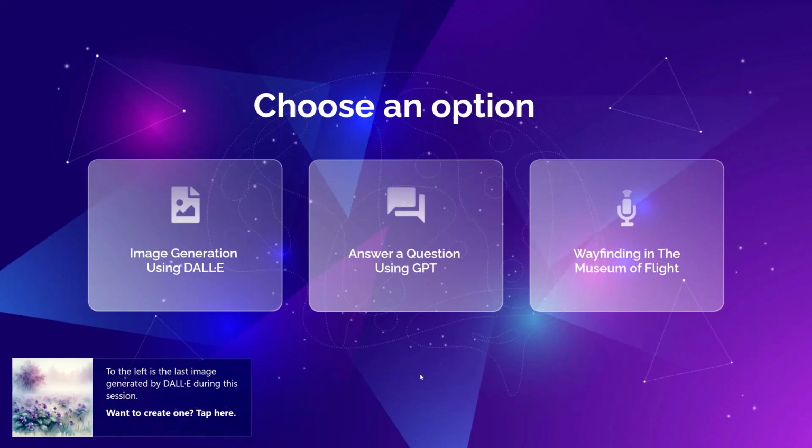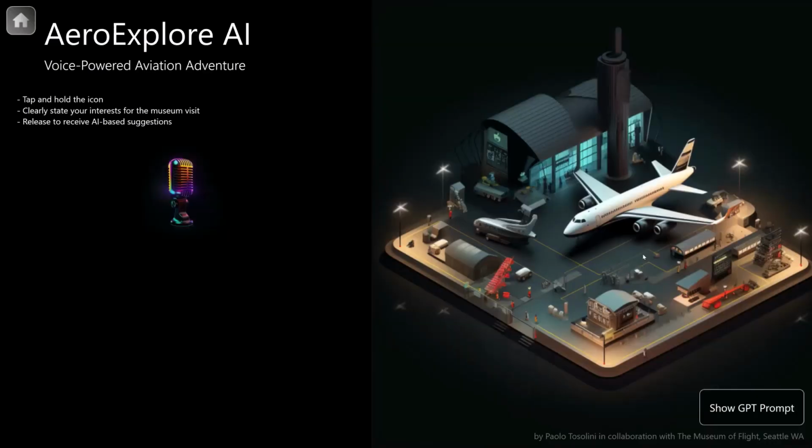And that's what the third use case allows us to do. It's a genius idea cooked up by the Museum of Flight and Paolo Tosolini, both referenced in the bottom right-hand corner. Can't take credit for this. A variant of this is running in the Museum of Flight. It is a wayfinding kiosk activated by voice. You express verbally what you want to see, and this artificial intelligence wayfinder will tell you the best place to visit inside the museum.